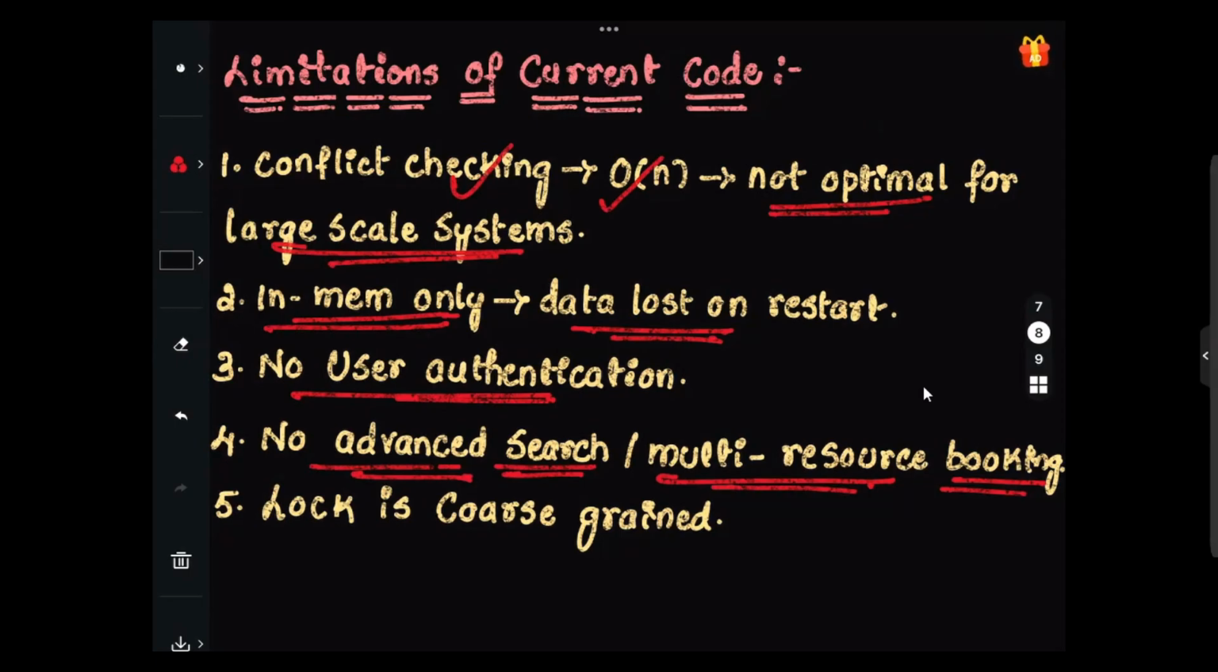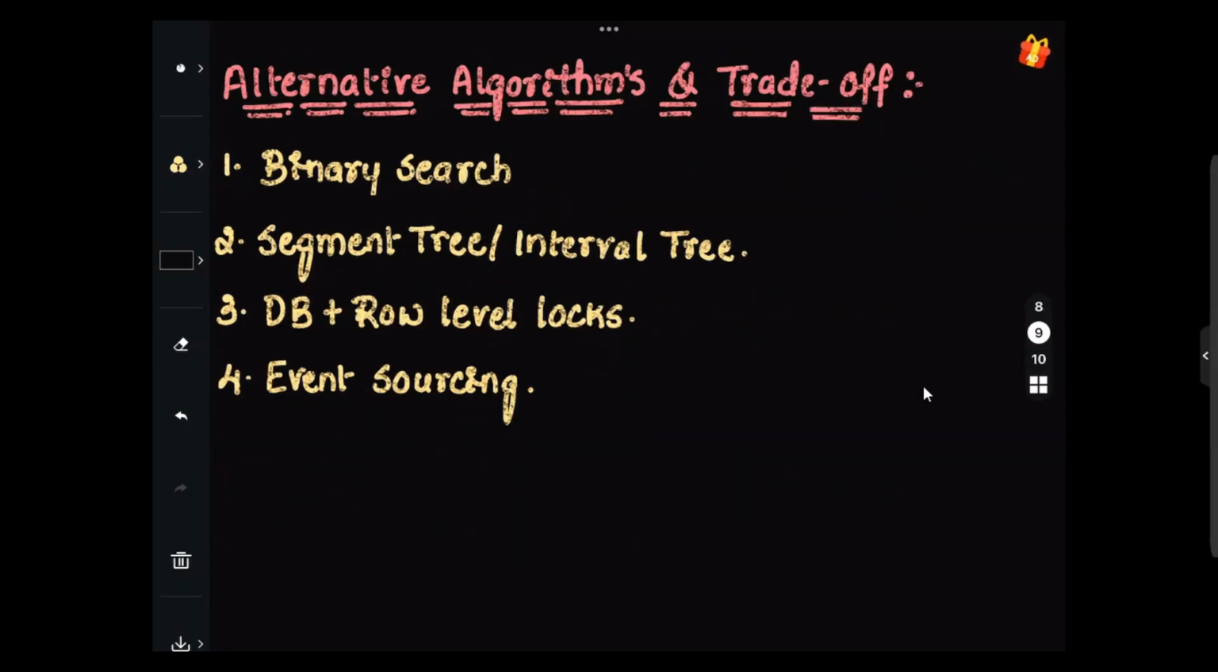The final one is lock is coarse grained, right? So these are some of the limitations that we need to take care of. I just wanted to discuss these with you guys mainly. Next, let's move on with the last topic, nothing but alternative algorithms and trade-offs.